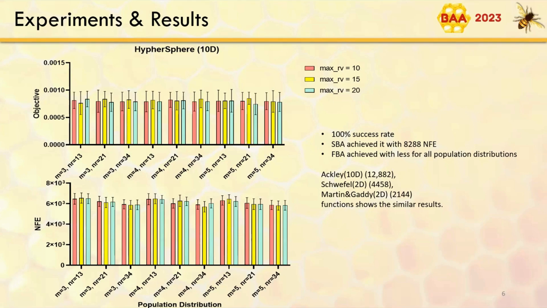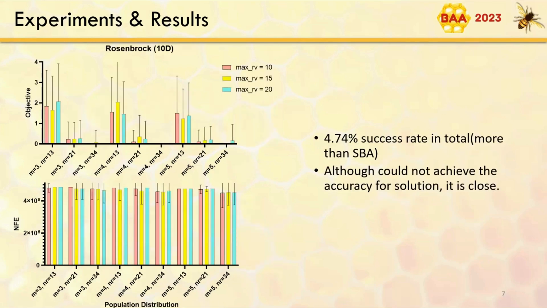So the results of the Fibonacci Bayes algorithm showed a 100% success rate with a fewer number of fitness evaluations. Now, the tough functions for our algorithm, one of them was Rosenbrock. The success rate was very low in this one, and we couldn't achieve the accuracy for this function, but as you can see from the graph, it is close at some point.